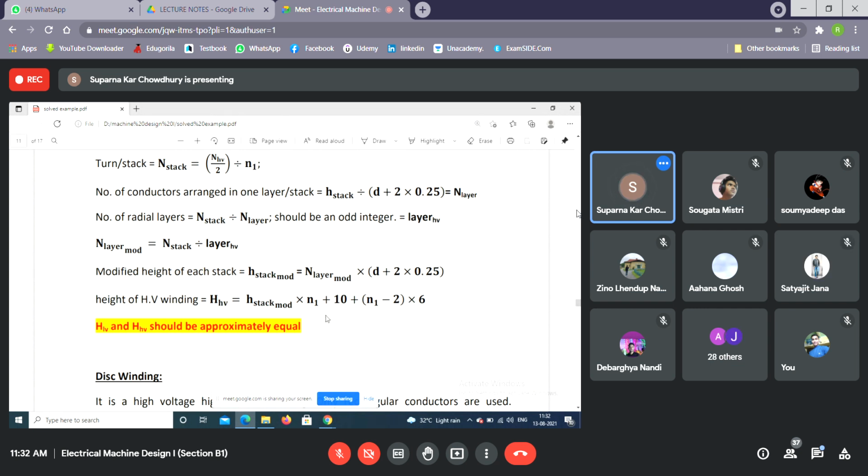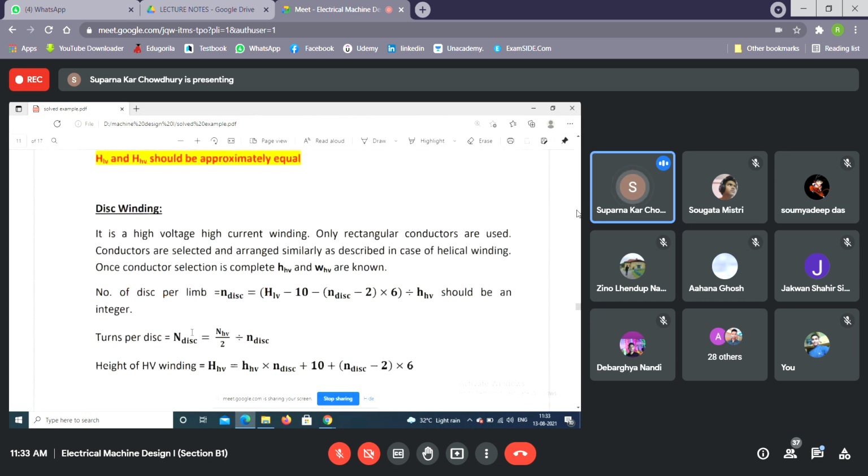Now we can see that there will be a slight difference in LV and HV winding. That difference we can try to adjust through the conductor of the LV winding. But even then, ideally they should be the same height, yet we cannot make them exactly the same. By adjusting the gaps and insulation, it can be made as close as possible.